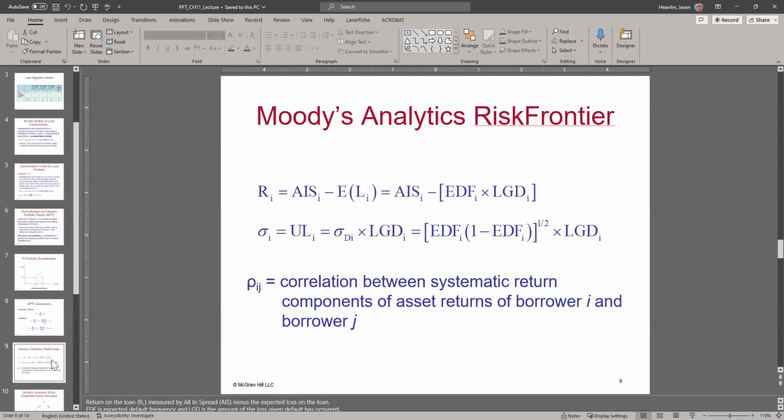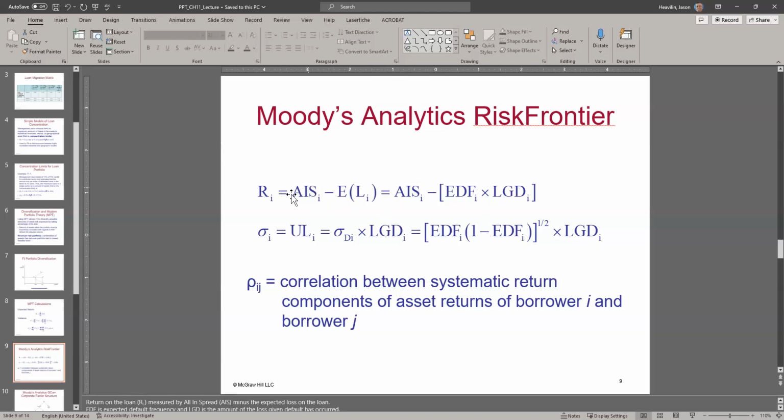Another way to calculate risk is the Moody's Analytics RiskFrontier. And this is the formula they use. This is the formula for the returns, and this is the formula for the standard deviation. They have examples of this formula and how to calculate it in the textbook. Please review the examples so you get familiar with what goes in these positions.